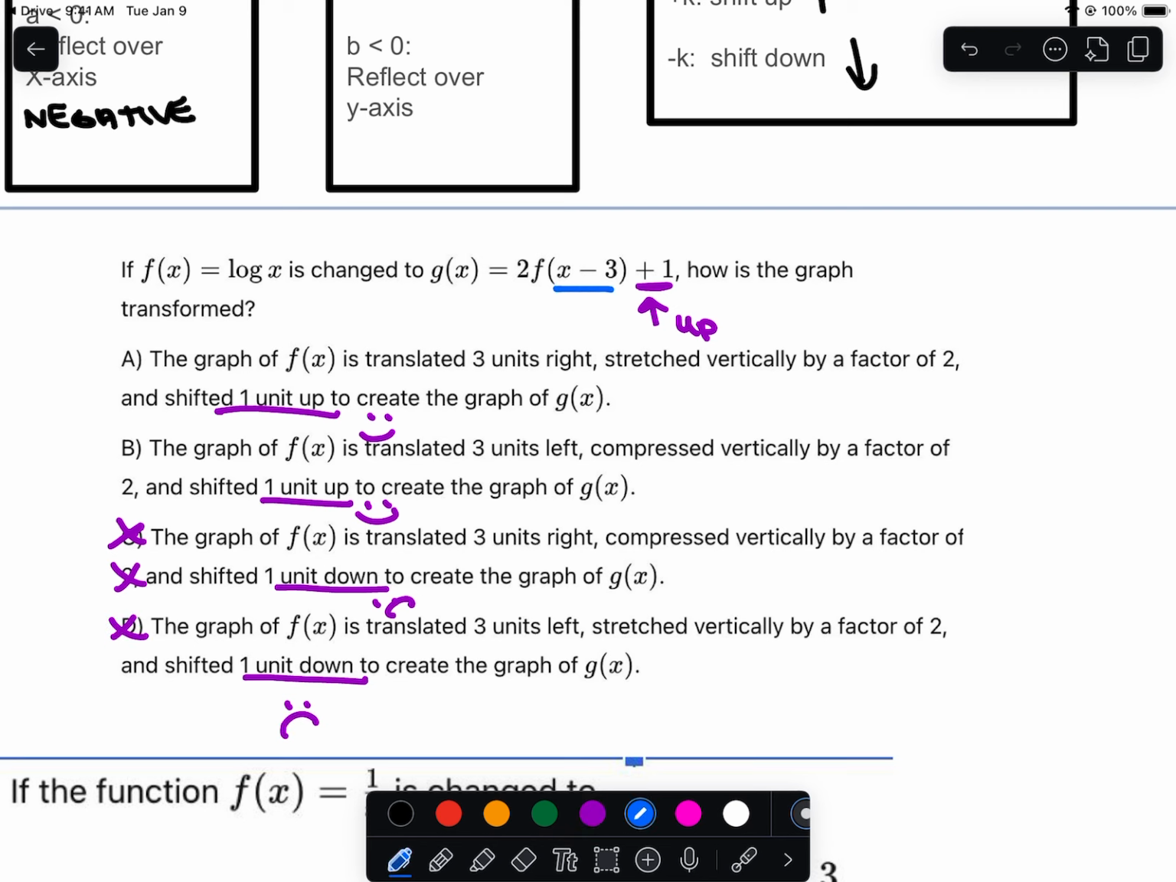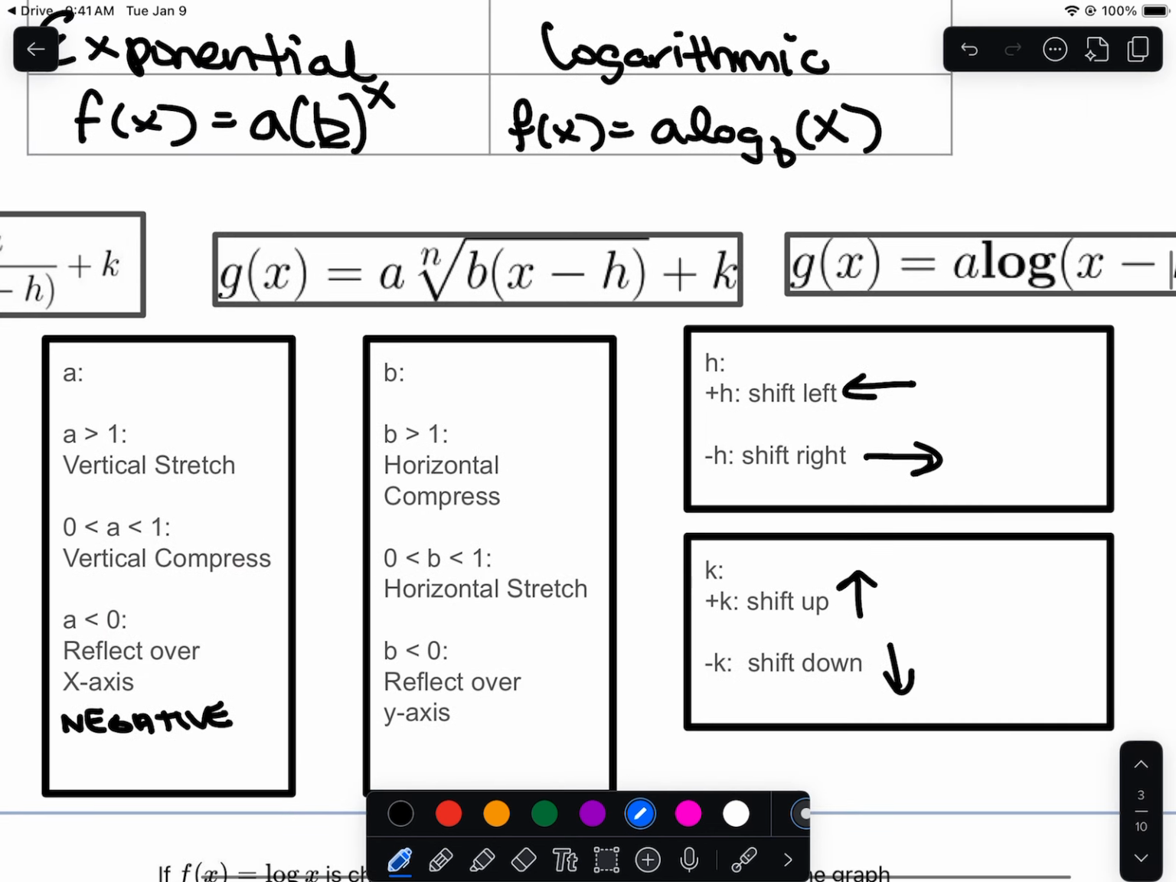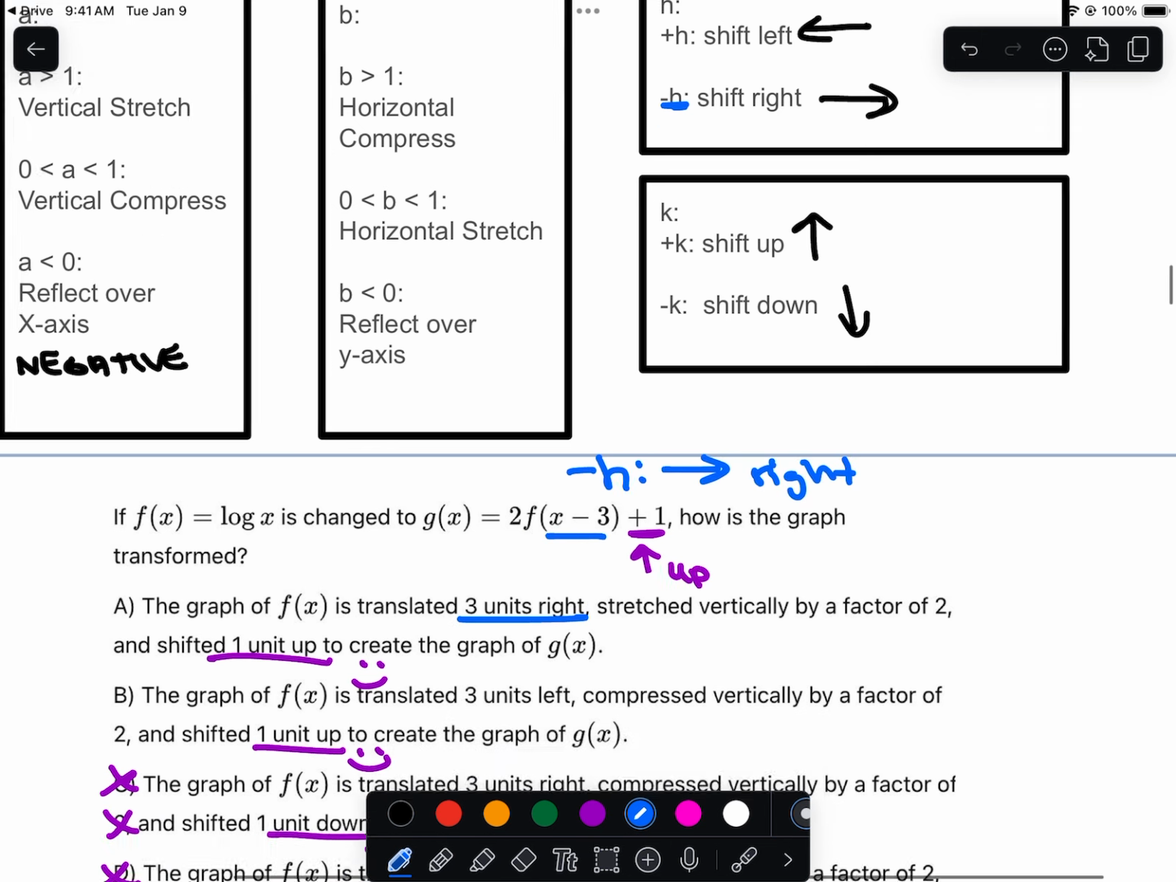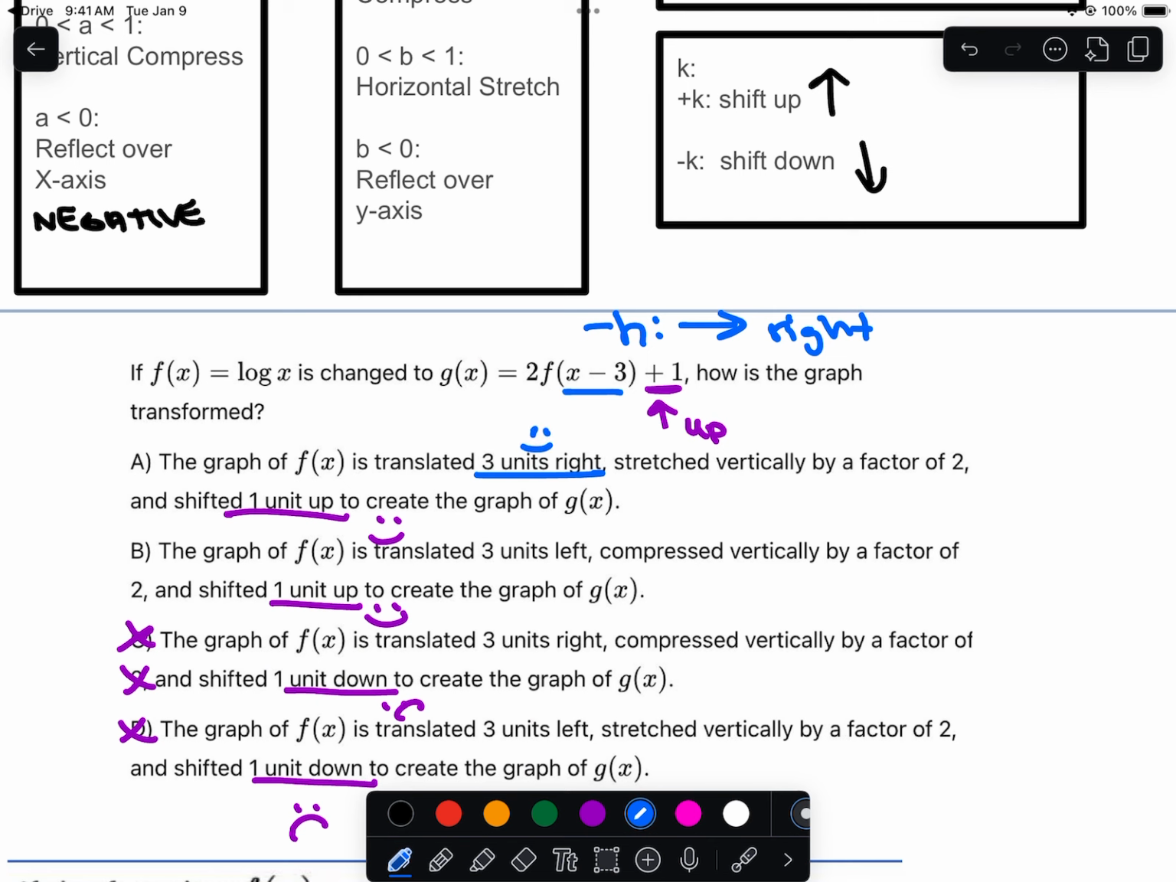Now I'm going to look at the minus 3 here. That's H. If I have minus H right here, remember, that means I'm going to go to the right. So I'm looking for the word right 3. I see 3 units right for A, happy. 3 units left for B, which is sad. And so we're going to be out, so the answer is A.